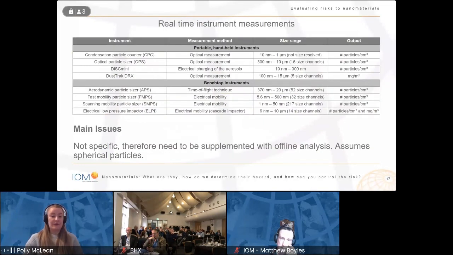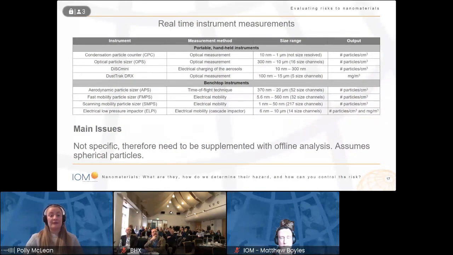So as I said, there's a range of different instruments available. I've just selected a few here that are quite commonly used. So for the portable instruments, I've just selected 4 here just as an example. They all operate on kind of different size ranges, often different measurement methods. So here we've got typically optical measurements, but you can also have electrical charging. And the majority of them will measure in particle number per volume, but you also have the option of, say, the dust track, which also measures as a mass-based concentration.